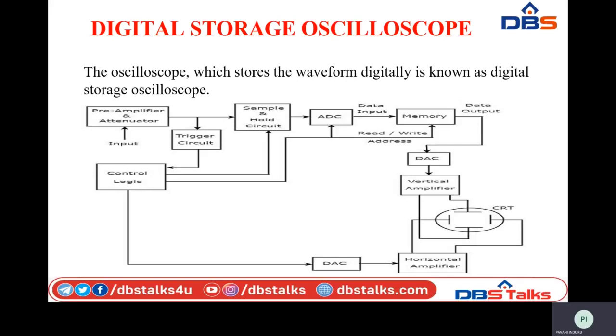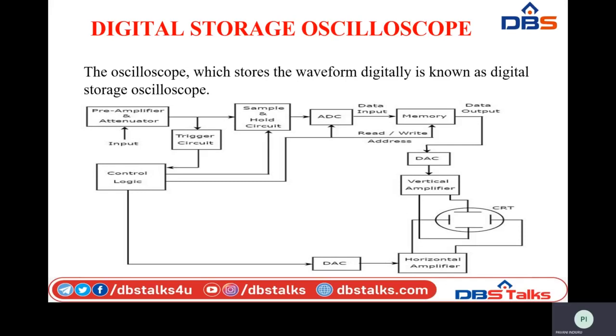So here we have different blocks available. Those are nothing but the pre-amplifier and attenuator stage, and then we have one control logic. We have a trigger circuit to start the operation of the control logic. This control logic is going to provide the signals for different blocks. The control logic is used to start the operation of the sample and hold circuit, analog to digital converter, memory, and then digital to analog converter.